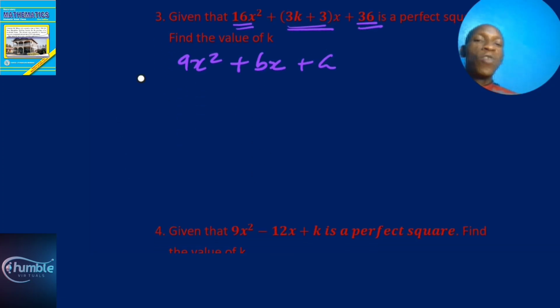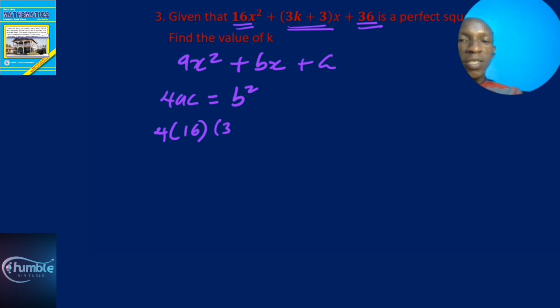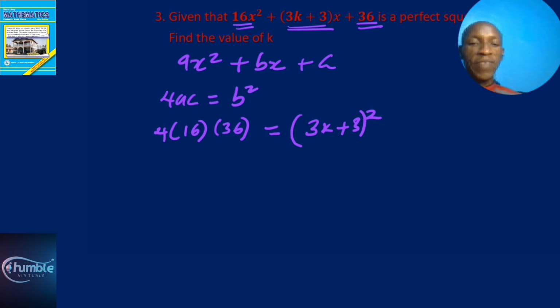So now, we are going to use that rule for perfect squares. That is what we're going to use to be able to find the missing number k. So therefore, we are going to have 4ac is equal to b squared. That is going to be 4 into a, which is 16, and then c is 36, is equal to b squared, and our b is 3k plus 3, squared. So we want to know what is the value of k. That is the assignment. Find the value of k.